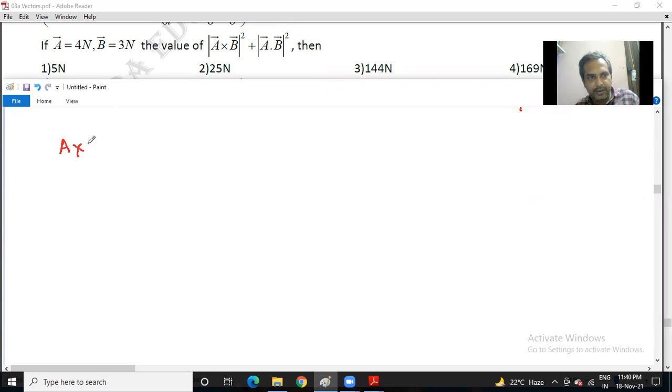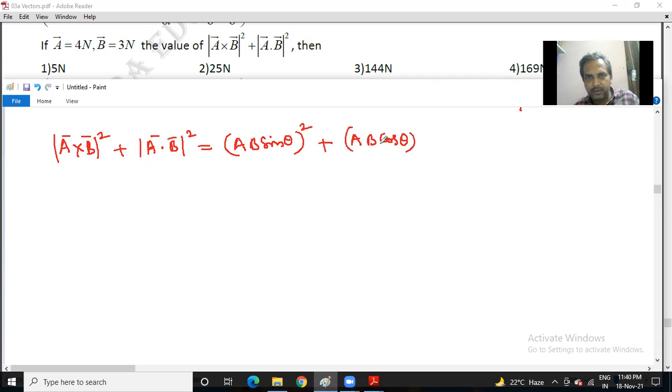|A cross B| whole square plus |A dot B| whole square. We need to find this out. So first, let us take A cross B, which is equal to AB sin theta whole square, plus A dot B, which is AB cos theta whole square. So this we need to find out.